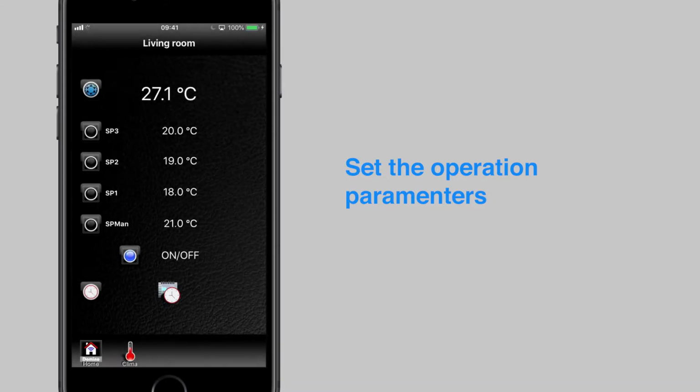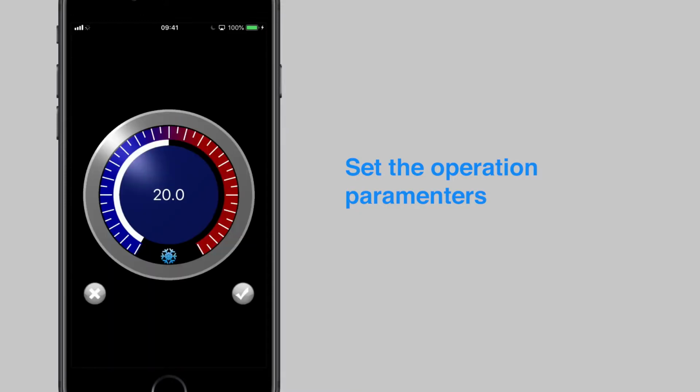To change the values of a certain set point, click on the temperature next to it and choose a temperature by moving the thermostat.